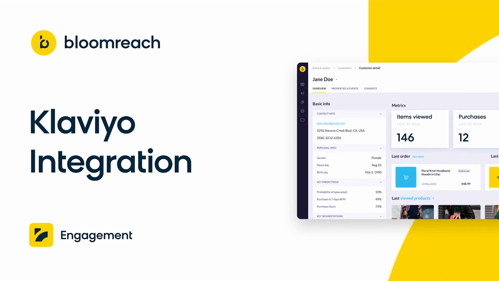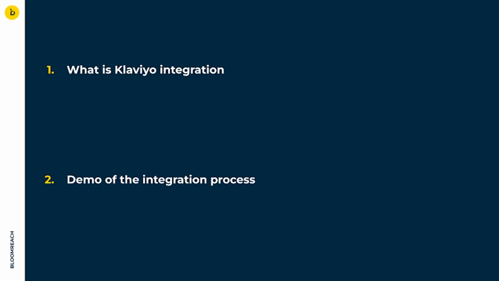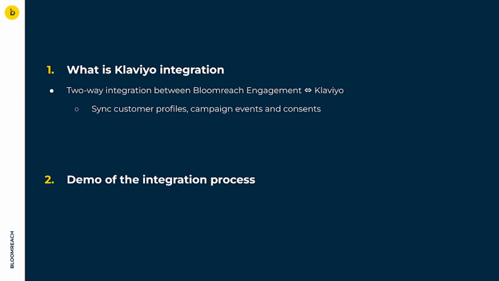In this video, we're going to talk about the Klaviyo integration, what it is, and how to set it up in Bloomreach Engagement. First, the Klaviyo integration is a two-way integration that allows you to sync customer profiles, campaign events, and consents between the Bloomreach Engagement and the Klaviyo solution. It unites your customer data and helps you to improve your email and SMS marketing. This integration is native, easy to use, and takes only a few minutes to set up. So let's get into it.